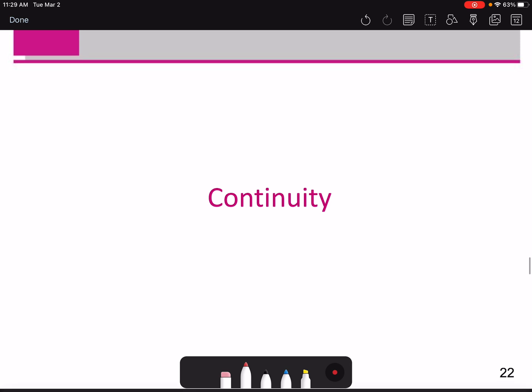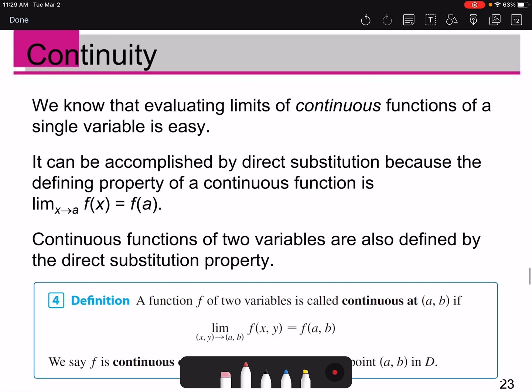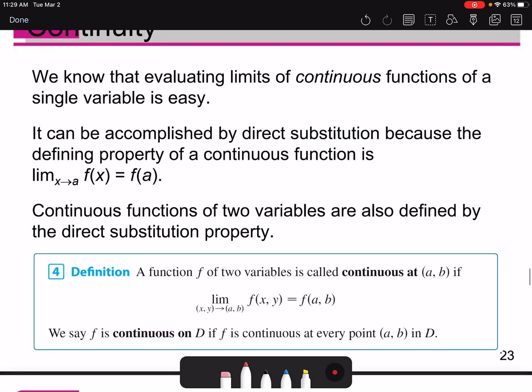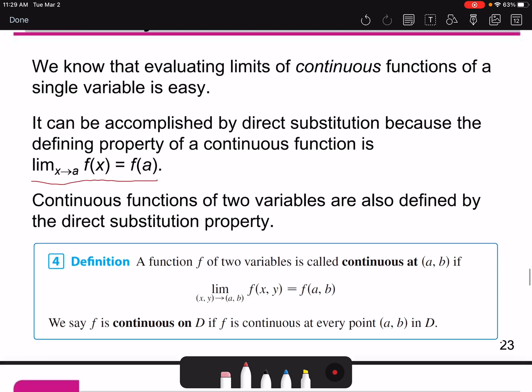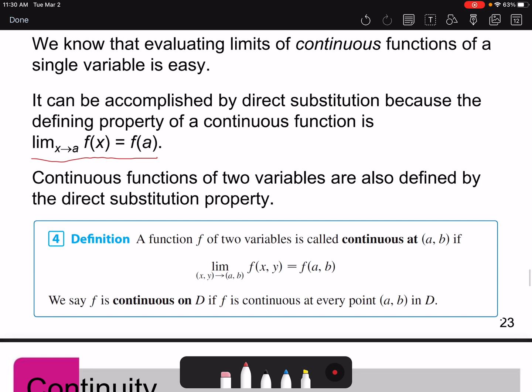All right, so continuity. We know that evaluating a continuous function of a single variable is easy. If a function is continuous, you simply plug in the values. So there you go, continuous. Similarly, if you have a continuous function of two variables, then as (x, y) goes to (a, b), the limit simply equals what? The function value at that point, as long as f is continuous in the region.